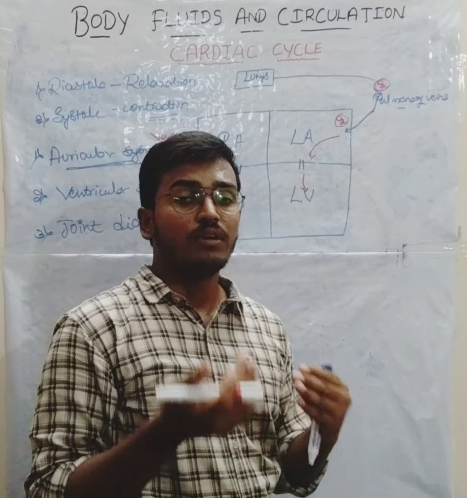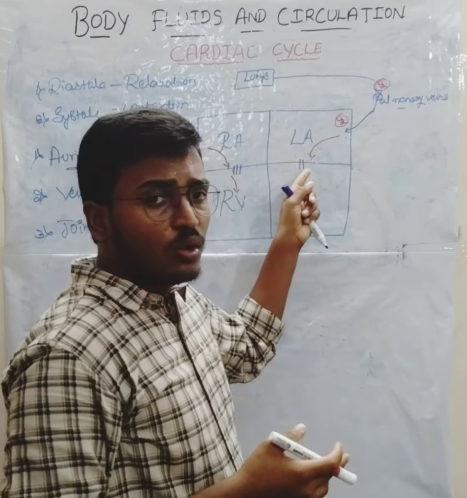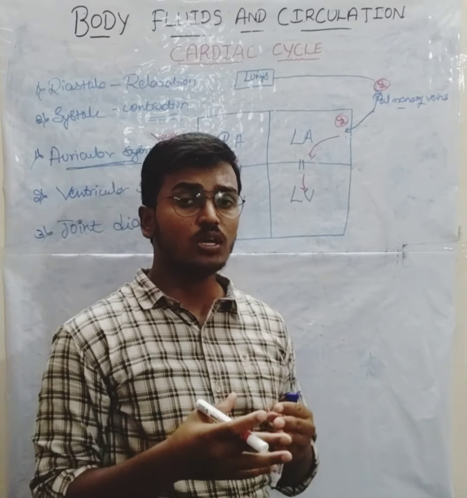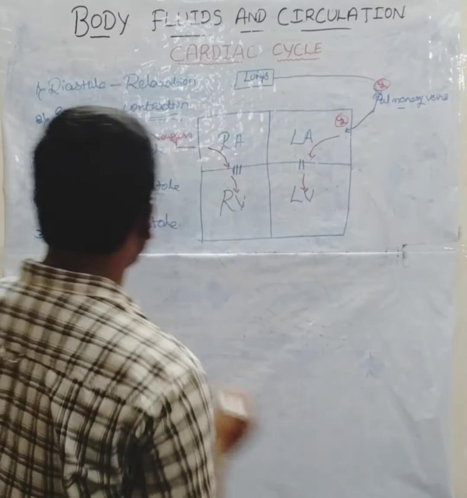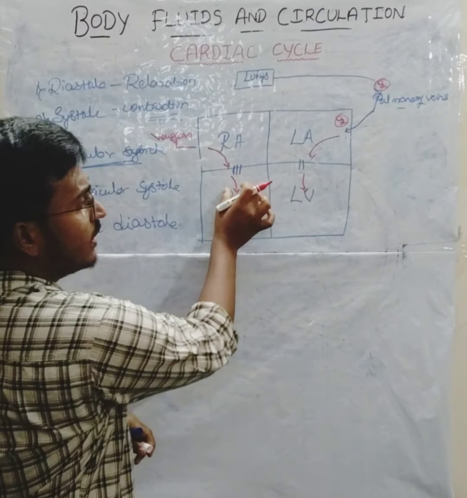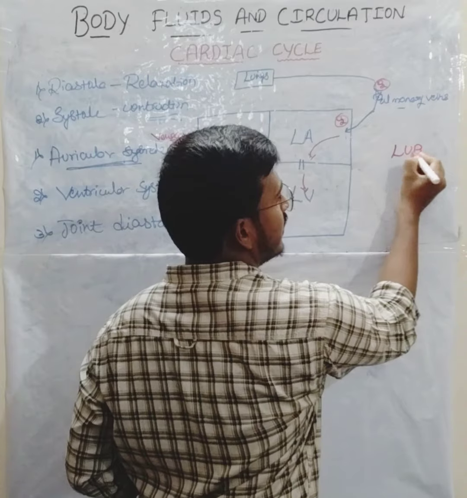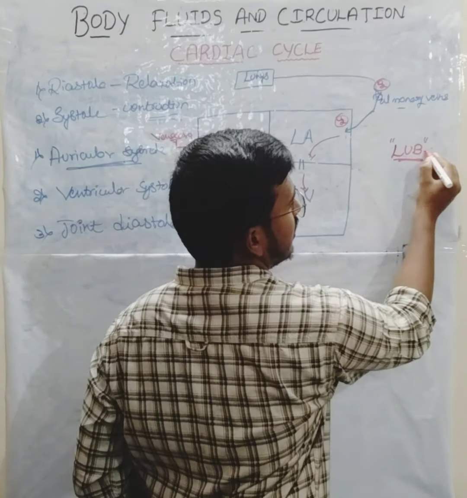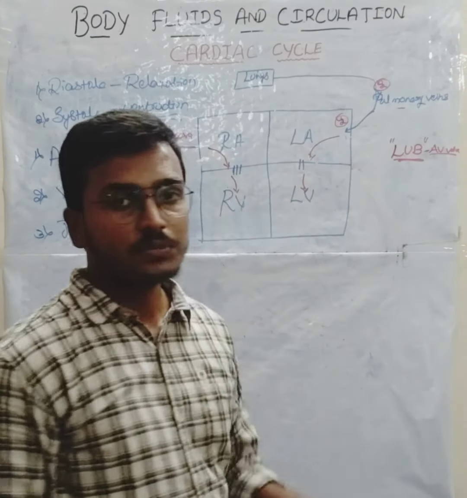The moment when the ventricles contract, the atrioventricular valves are closed. The closure of the atrioventricular valves produces a sound, that is the lub. Lub sound is produced when the atrioventricular valves are closed. Okay, that is the AV valves. When the AV valves close, at that time the lub sound is produced.